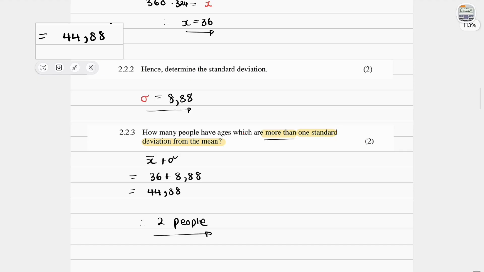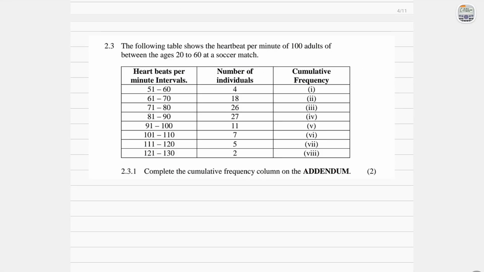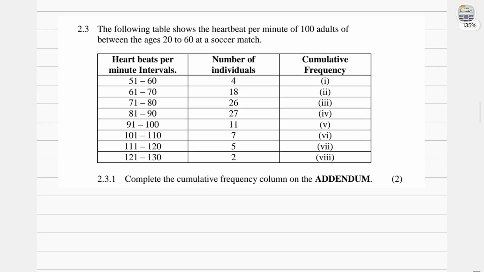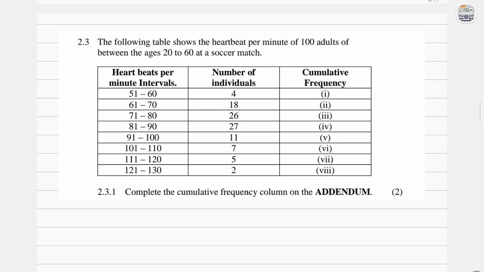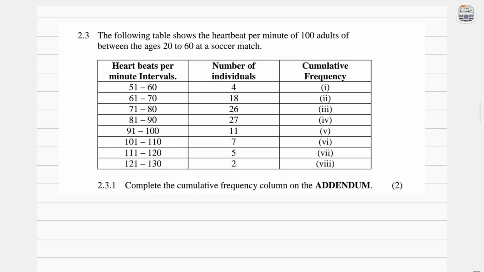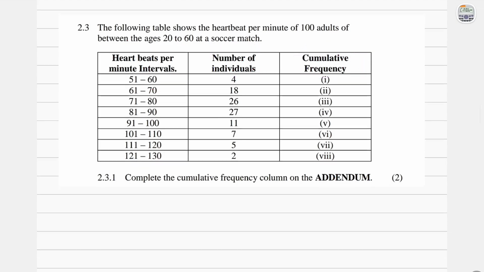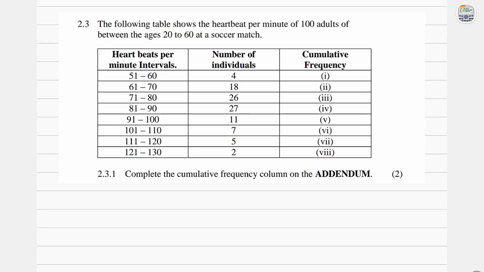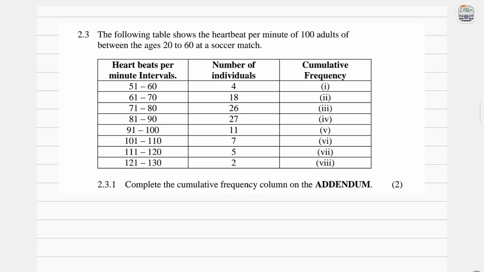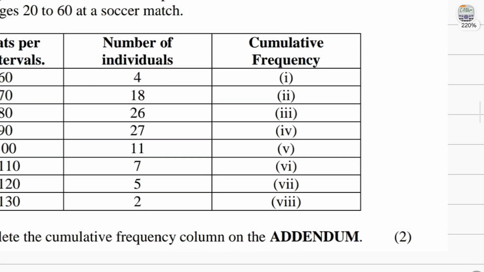Moving on to the next question. Question 2.3 says, the following table shows the heartbeats per minute of 100 adults between the ages of 20 to 60 at a soccer match. Heartbeats per minute, so these are the intervals that we have, and then the number of individuals and then the cumulative frequency. 2.3.1 says complete the cumulative frequency column on the addendum. I'm just going to complete it here, so we can just work off of it.